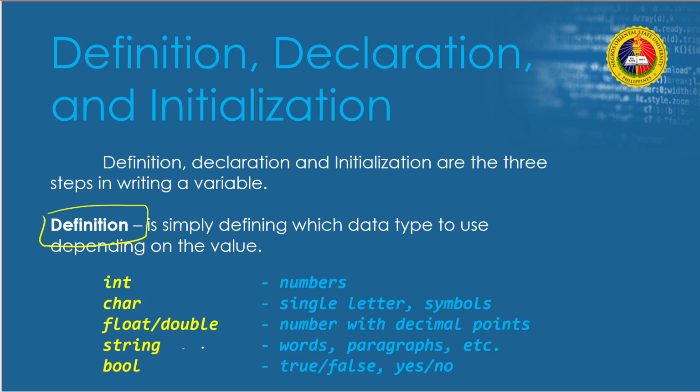Alright, so that's the first step in writing a variable. We have to define the type of the data that we'll be dealing with. That's definition. So our choices are actually these. In the future we'll be encountering bool, but let's just include bool in case. So we have int, char, float, double, and string.